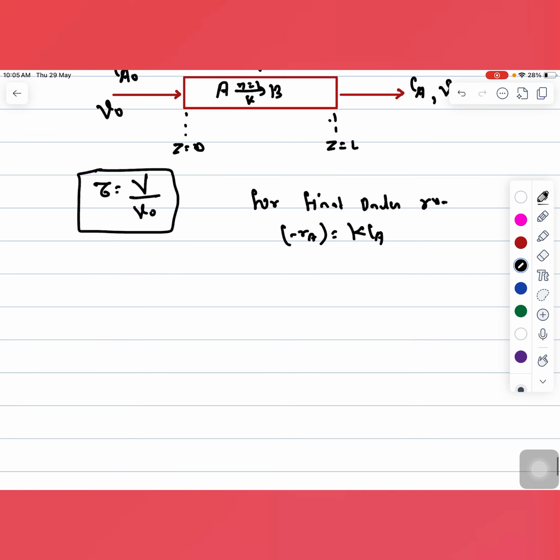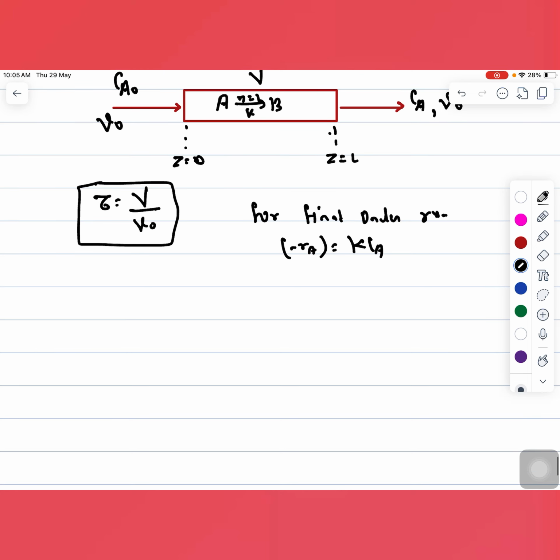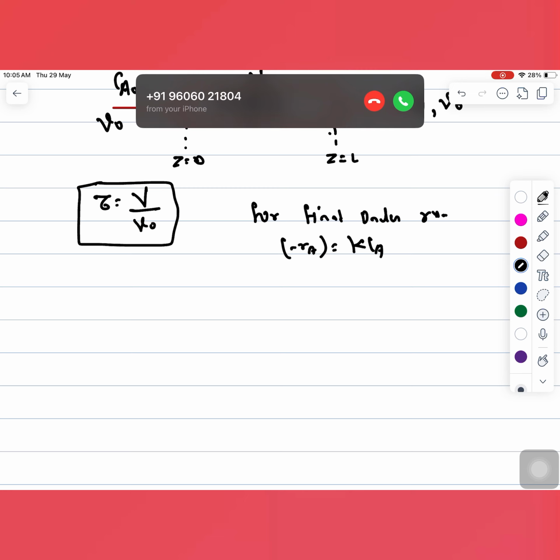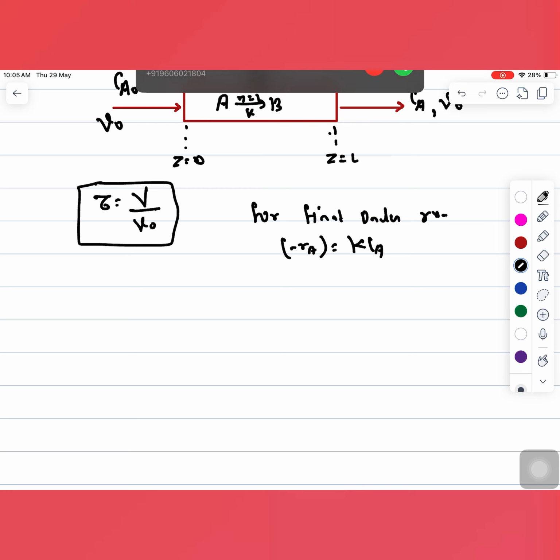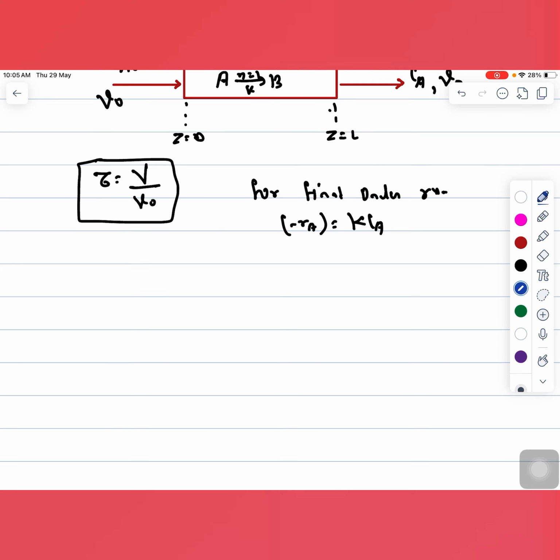After that, if I do the material balance, how can I write the material balance for this? It can be written directly as del CA divided by del T plus U del CA by del Z equals minus K CA. This is, let's say, my equation first, where U is the velocity, K is the rate constant, and C is the concentration at any particular condition.